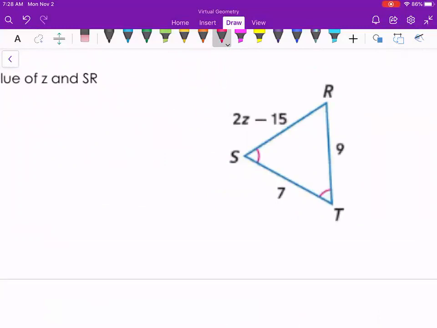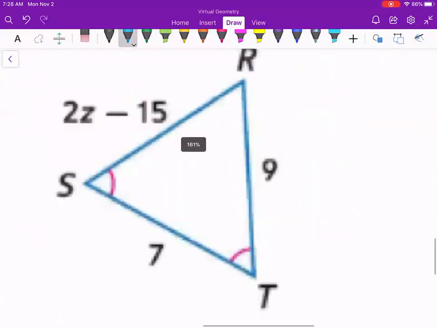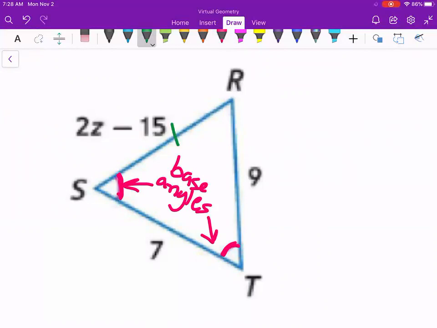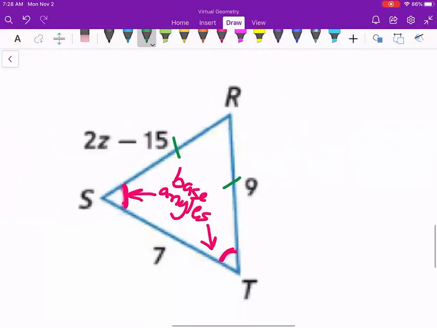Now this time, notice they don't give me the congruent legs, but they do give me the congruent angles because of those curves that are there. Remember those curves, those arcs in the corners and the spaces are telling me where my angles are congruent. So if those two angles are congruent, those are my base angles. So that means the third angle has to be the vertex. And that tells me where my legs are at.